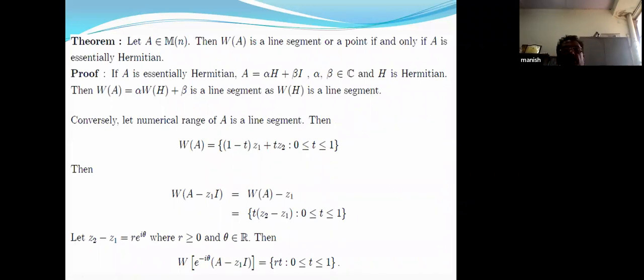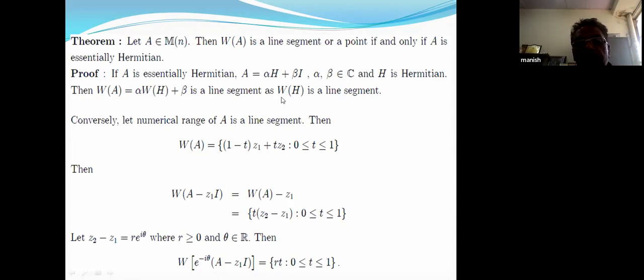Now this theorem: if A is a square matrix, then its numerical range is a line segment or a point if and only if A is essentially Hermitian. If A is essentially Hermitian, it can be written in this form, where H is a Hermitian matrix. Then the numerical range, by using the translation and scalar multiplication property, can be written in this form.